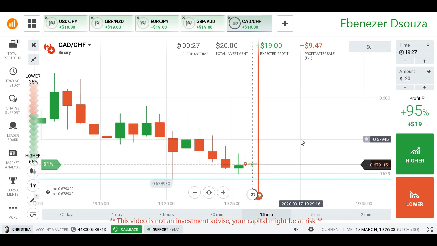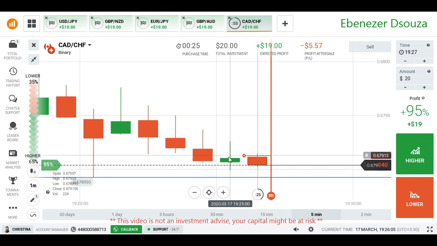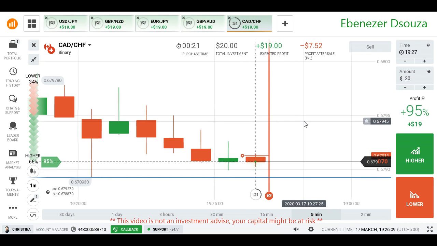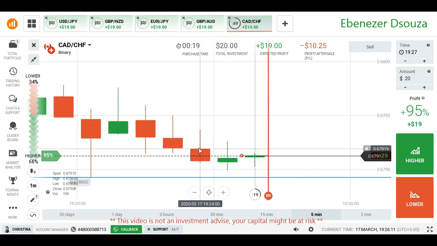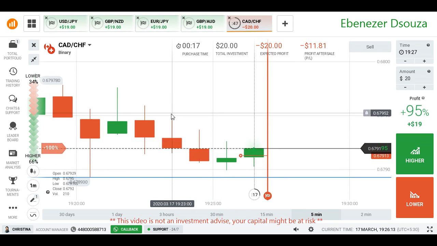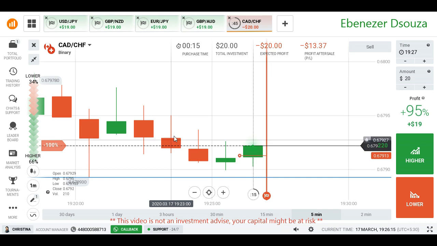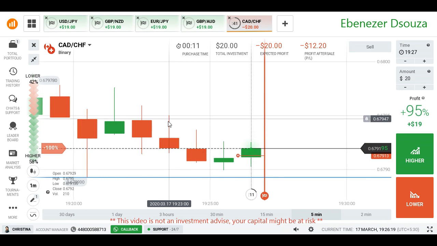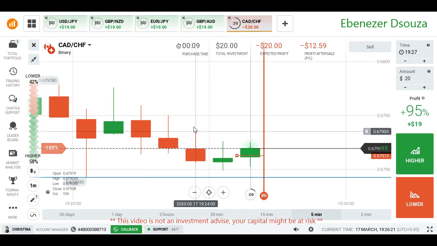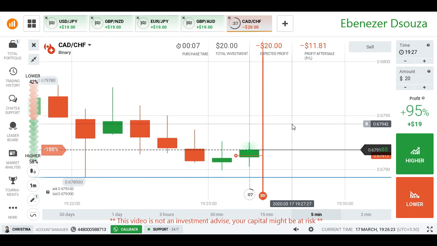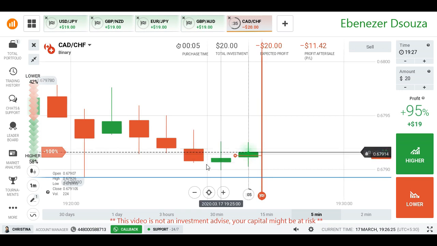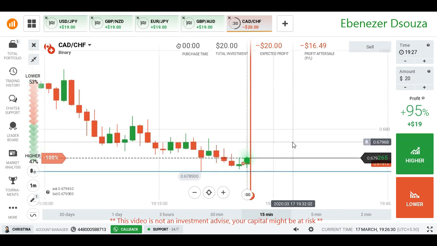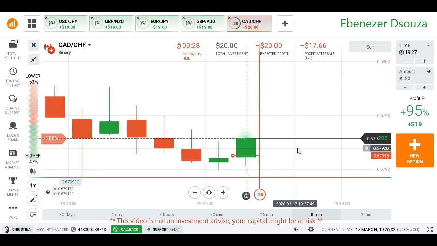Okay, I placed a lower option because of this weak bullish candle with rejection from sellers. And here also there is a rejection from sellers, here also there is a rejection from sellers, but these are bearish candles, so we can take these upper rejections as buyer's entries only. And here this is a weak bullish candle, that's why I wanted to place a lower option. Okay, let's see what happens here.